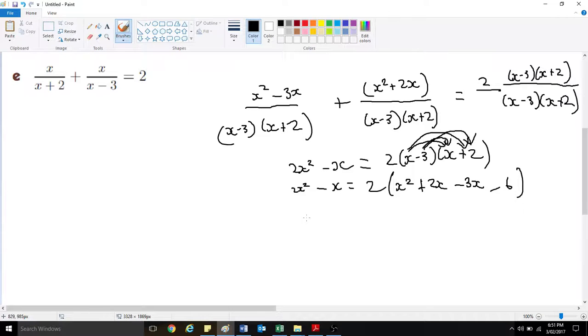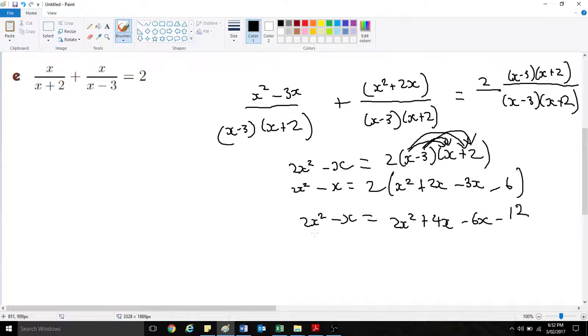Okay, and all that's multiplied by 2, so here we've got 2x squared take x is equal to 2x squared plus 4x take 6x take 12. Okay, messy, but we're almost done.